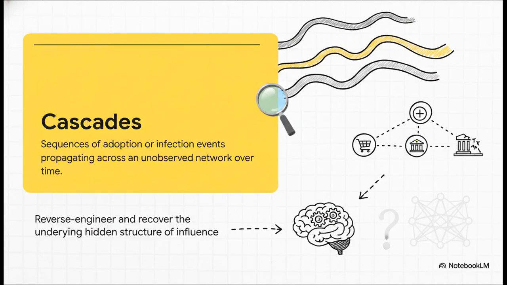So, because we rarely see who actually influenced whom in real time, we have to rely on the clues left behind. And in this field, those clues are called cascades. These cascades are basically the visible footprints of our invisible culprit. Imagine you're observing a group of people over time. You see the sequence of events, like when a person buys a product, when a patient tests positive, or when a bank defaults. Our entire goal here is to take this really thin record, these observed cascades, and reverse engineer them to recover the underlying hidden structure of influence.